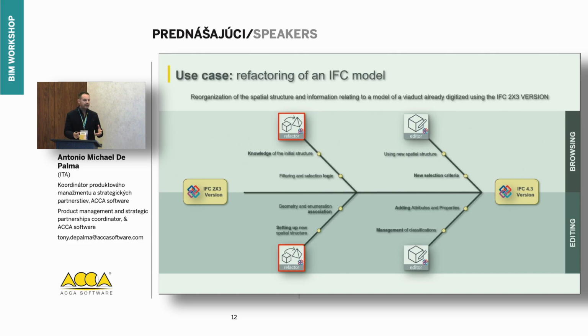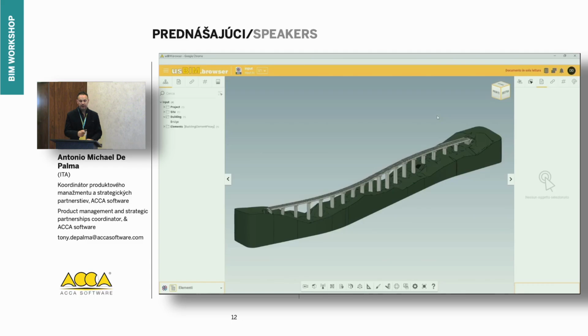When dealing with IFC, for instance, if we need to refactor a typical old version of the IFC file format, for instance a 2.3, we can realign it, we can optimize it, we can also seamlessly optimize the geometry of an IFC file directly in the cloud with our application usBIM Refactor. I'll give you a quick example going through the usBIM Refactor tool.